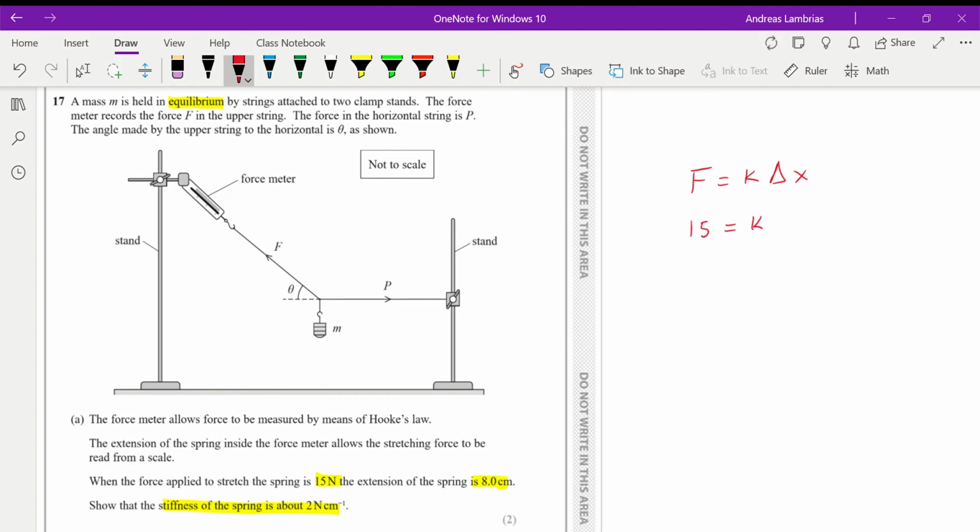We're looking for k, the spring constant, and the extension here is 8. So dividing 15 over 8 will give me the spring constant. This value will be about 1.875 newtons per centimeter, which is around 2, as the question is asking us to show.